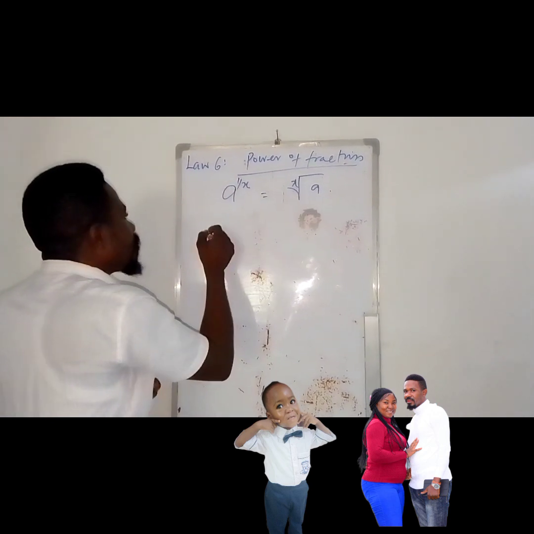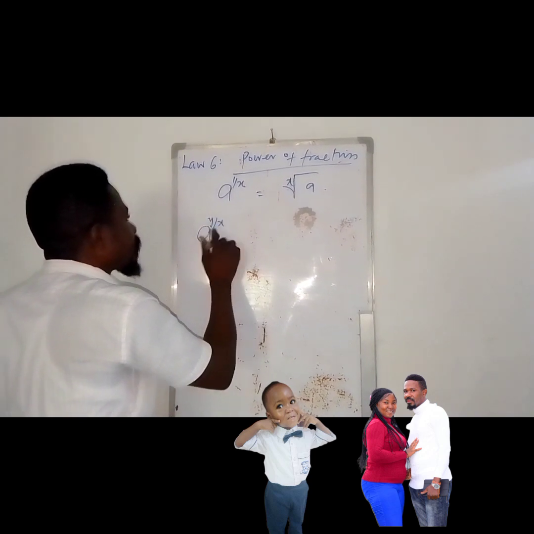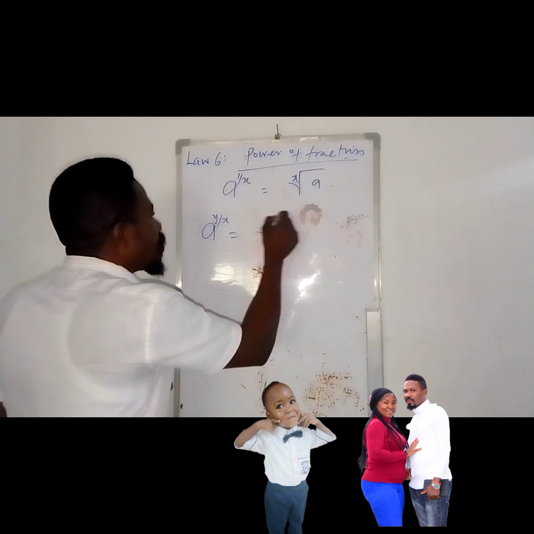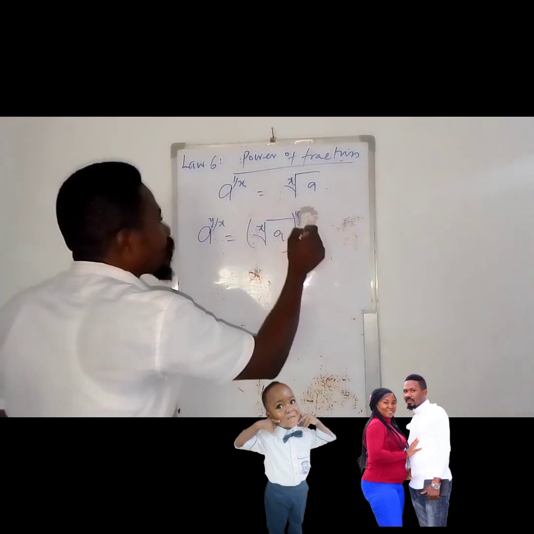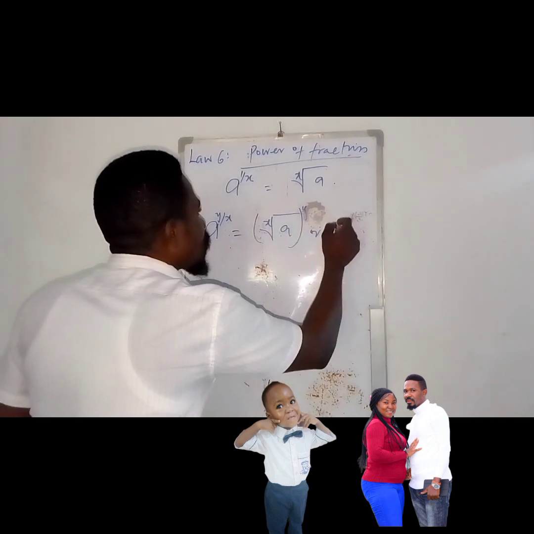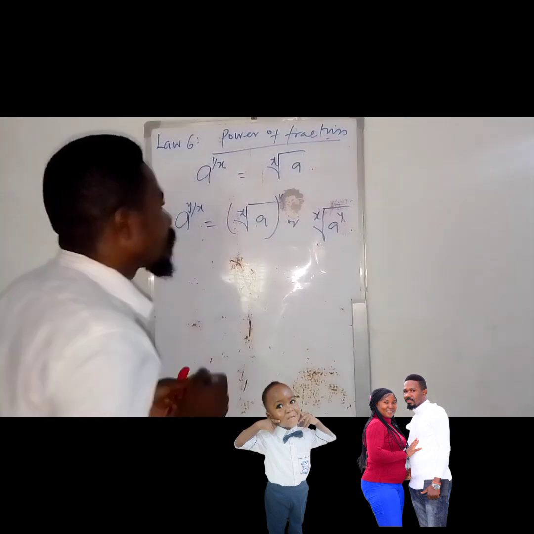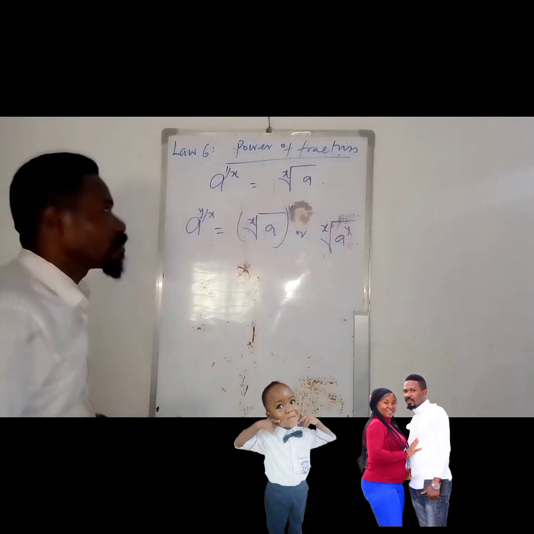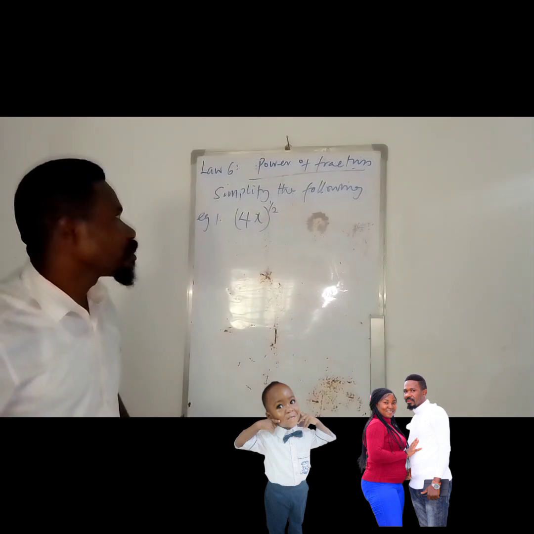You also have y over x. A raised to power y over x can be expressed as the x-th root of a, all raised to power y, or better still, the x-th root of a raised to power y. Either you leave the expression in this form or in this form, they are all the same. Let's look at this perfect example.